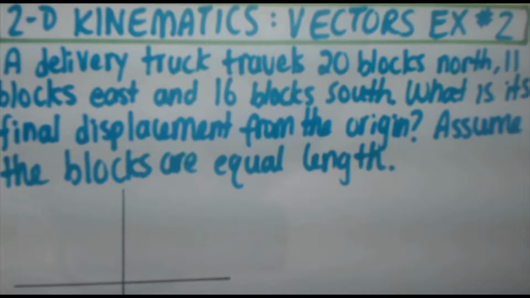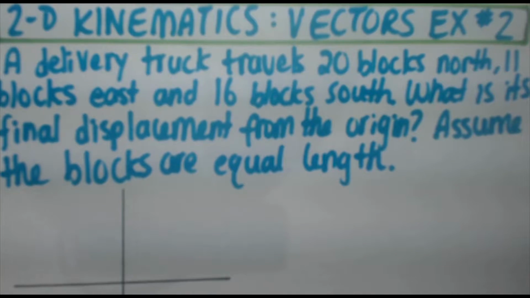Hey physics people, let's do vectors example number 2 for two-dimensional kinematics. A delivery truck travels 20 blocks north, 11 blocks east, and 16 blocks south. What is its final displacement from the origin? Assume the blocks are equal length.